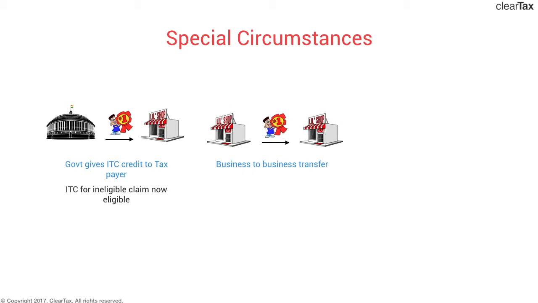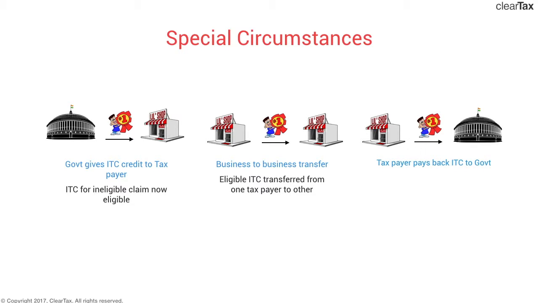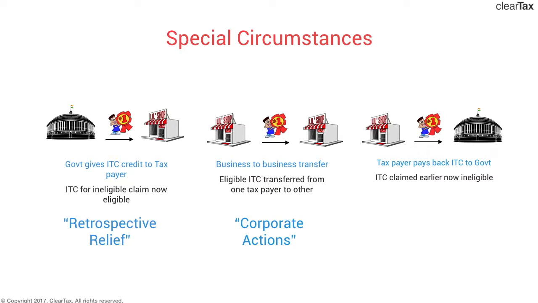Second, one business could transfer input tax credit to another business. And the third is where the taxpayer is paying back credit earlier claimed to the government. He's forfeiting credit claimed. We can actually assign popular terms to each of these situations. The first one, where the government is giving credit which it did not allow earlier, you can call it something like retrospective relief. The second one is to do with mergers, acquisitions, all of those corporate actions. And the third, well, the taxpayer has to forfeit credit claimed, so it's our normal retrospective taxation.